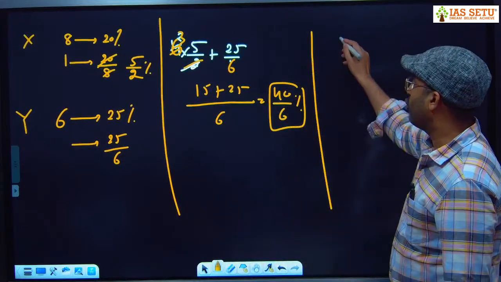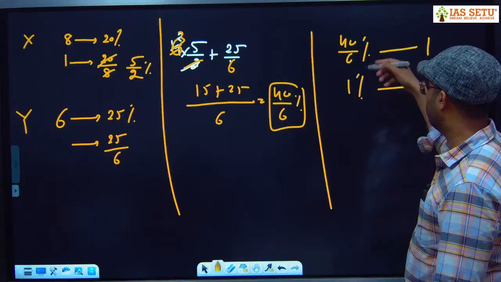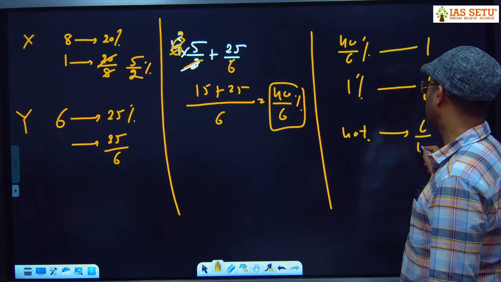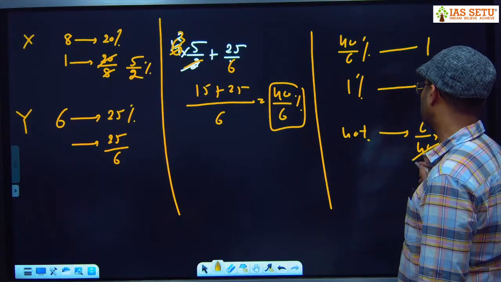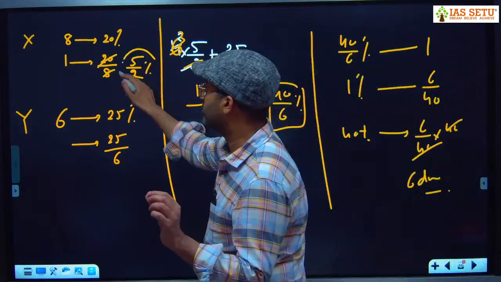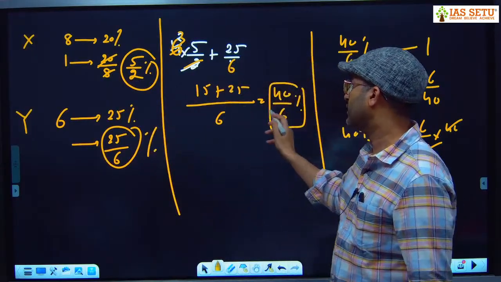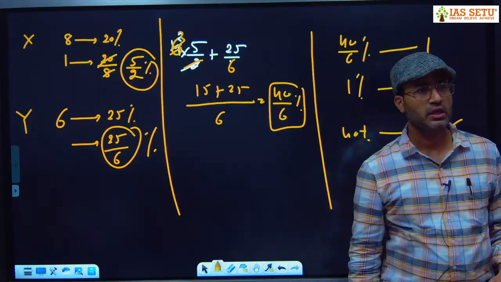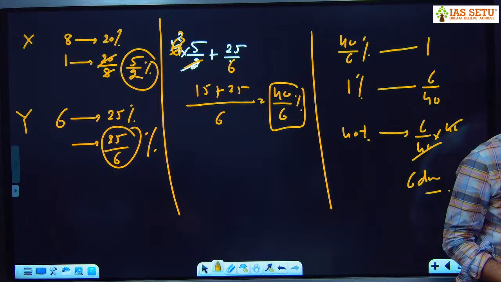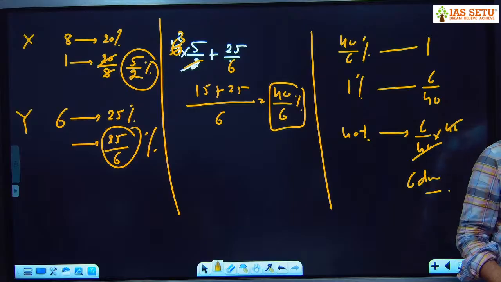So now here 40/6% work they do in 1 day. 1% work they will do in 6/40. So 40% work in how many days? 6/40 into 40. 40 cancels, 6 days. I find x 1 day work, y 1 day work in terms of percentage. Together 40/6%. अगर एक दिन में 40/6% करते हैं तो 40% 6 दिन में करेंगे. They will do 40% in 6 days. Fine.